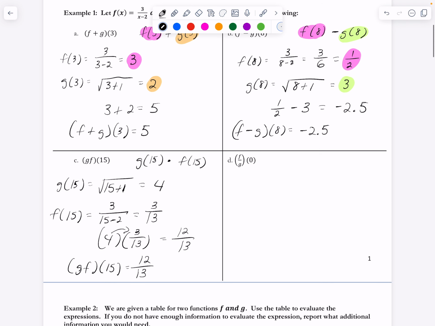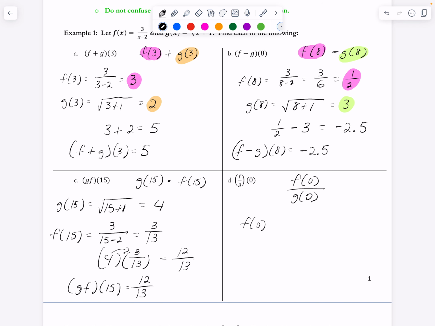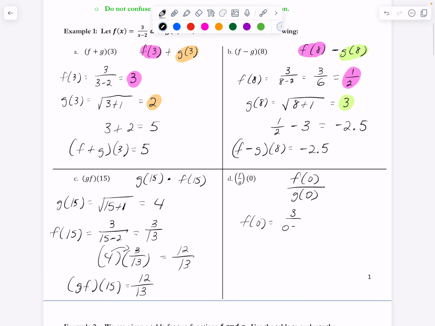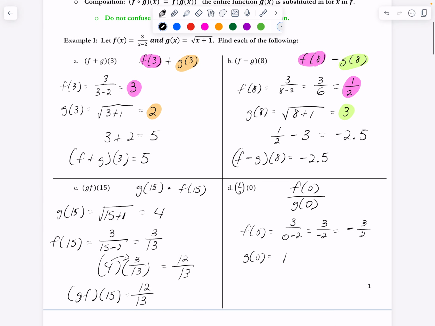We have f divided by g of 0, or f over g of 0, which is f of 0 over g of 0. So I'm going to first find f of 0, which is going to be 3 over 0 minus 2. 0 minus 2 is negative 2, so I'm going to write this as negative 3/2. Then g of 0 is going to be the square root of 0 plus 1. The square root of 1 is going to be 1.